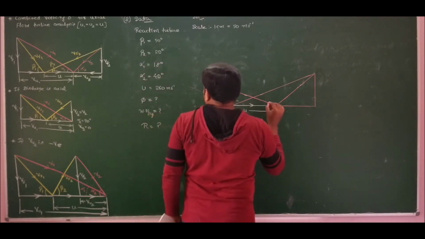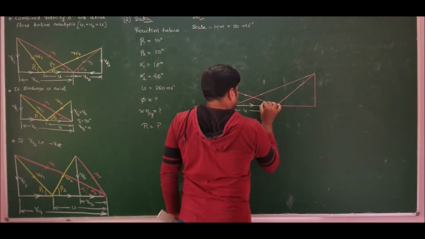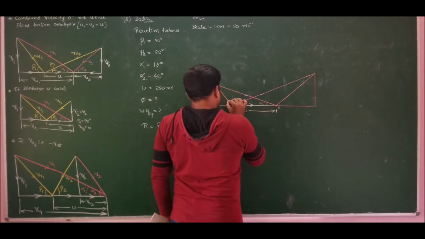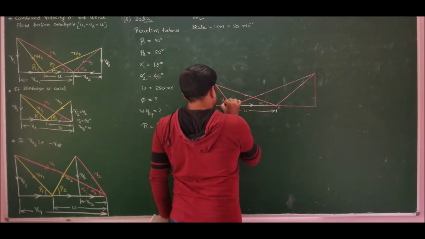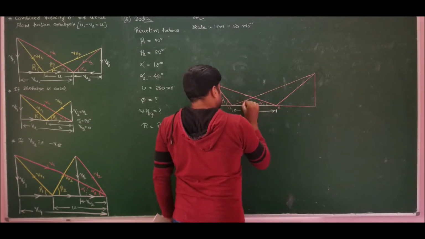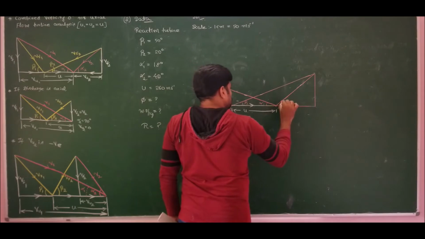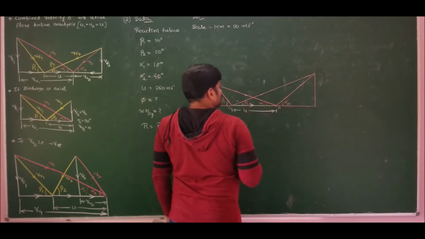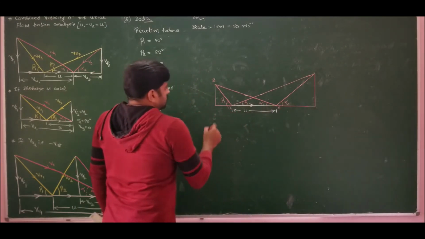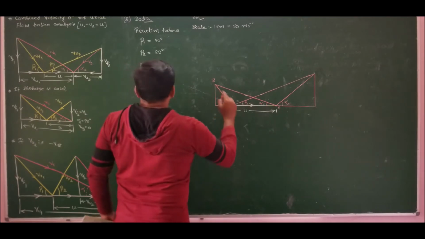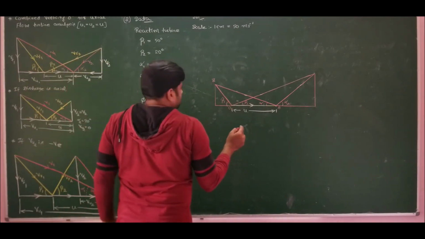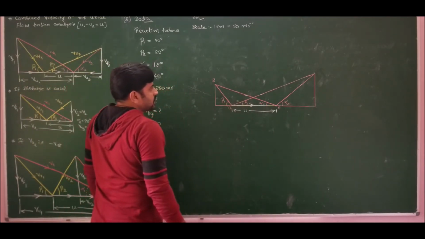Initially we marked alpha 1, beta 1, and also we have marked beta 2 and alpha 2. These lines are intersected and obtain the peaks of this combined velocity triangle, from which we have completed the drawing.